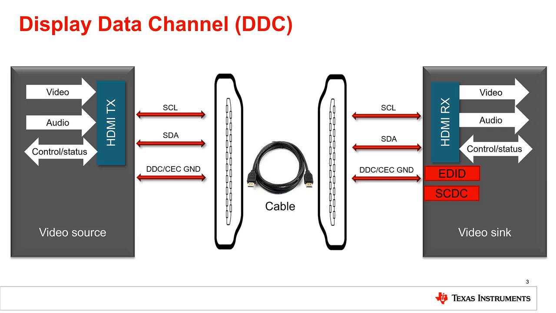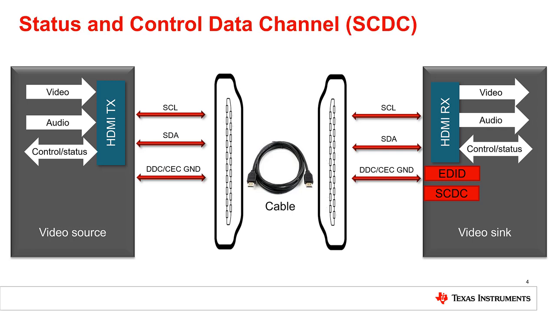All video syncs contain a CEA-861D compliance EDID data structure. The EDID communicates the capabilities and characteristics of the video sync, such as resolution and refresh rate. The video source uses I2C commands over the DDC bus to read information from the video sync's EDID. The source is expected to deliver only the audio and video formats supported by the sync.